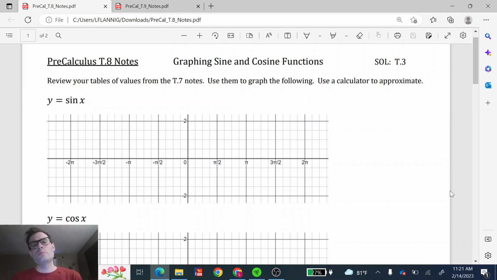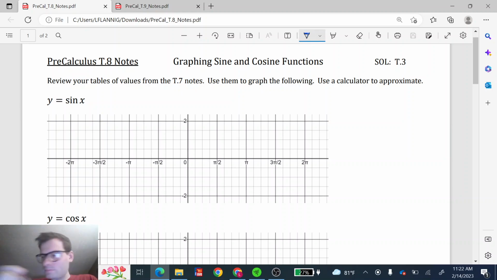You will need to remember a little bit about trig before we go into this, especially what the sine of pi, pi over 2, 0, and 3 pi over 2 are. Those are going to help you a lot, and that's why I'm going to do a brief overview of that before we get started.